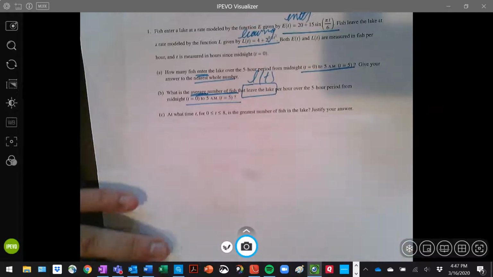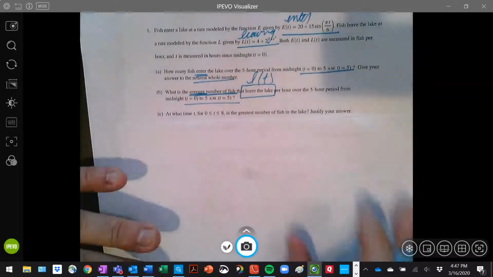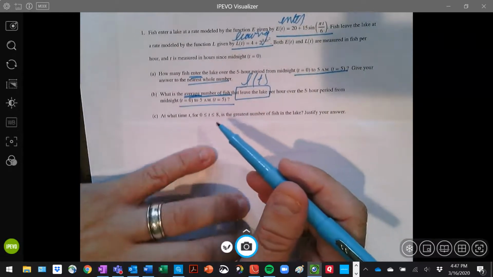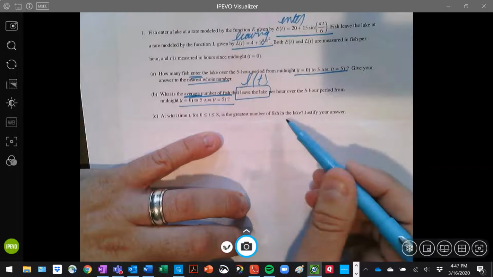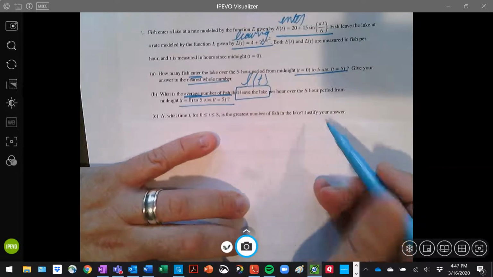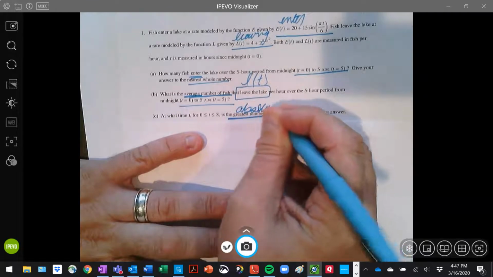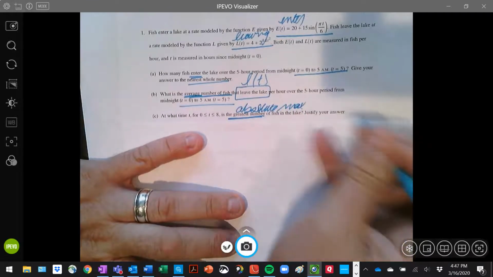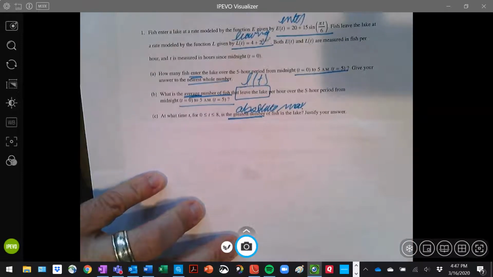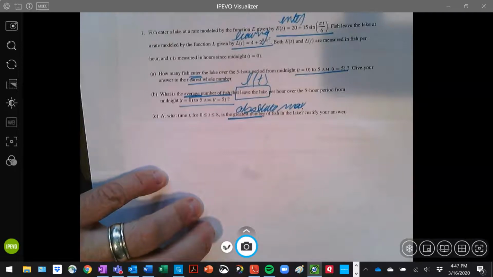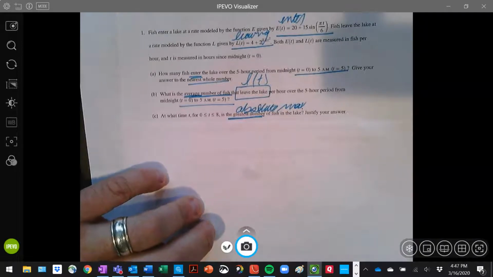Let's look at part C. In part C, at what time for 0 less than or equal to t less than or equal to 8 is the greatest number of fish in the lake? This greatest number is an absolute max. Absolute max kind of question. So those are always a little tricky. We're going to have to look for our internal candidates. We're going to evaluate at our endpoints. We've got a lot of work to do here. So let's see where we are.